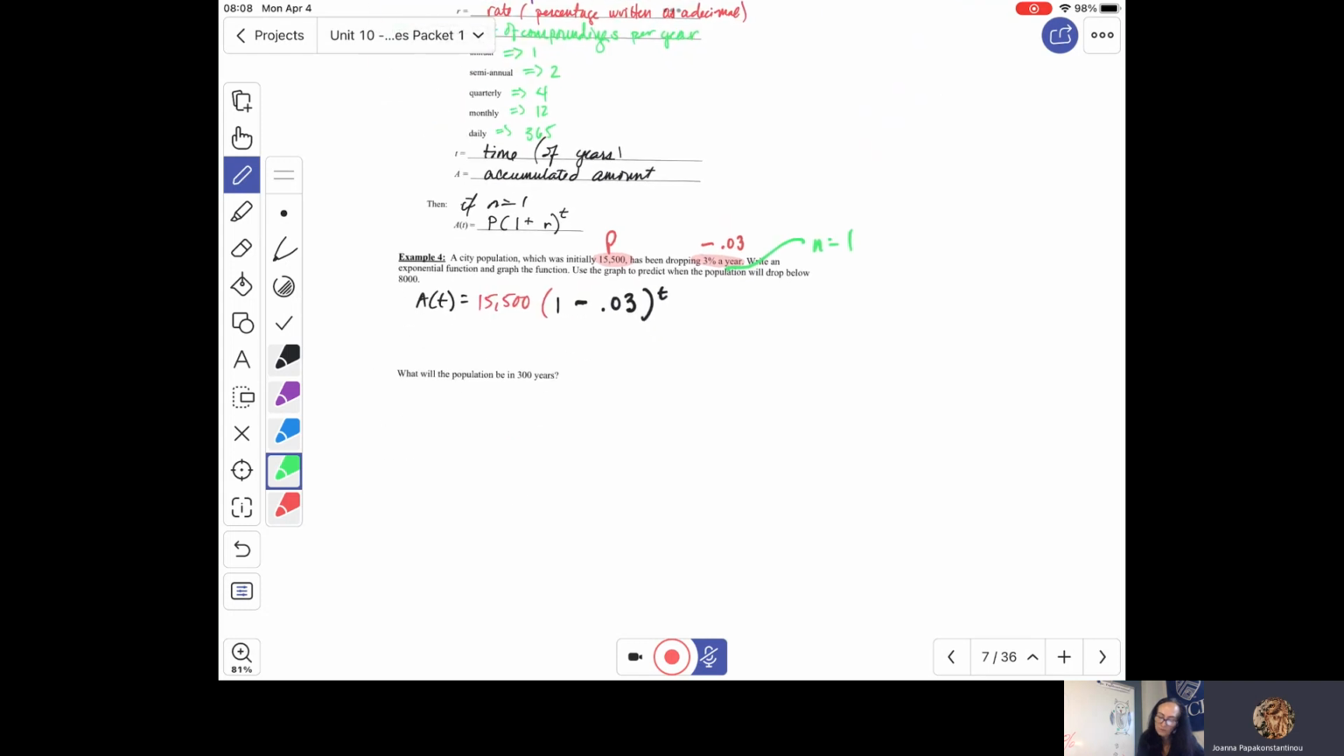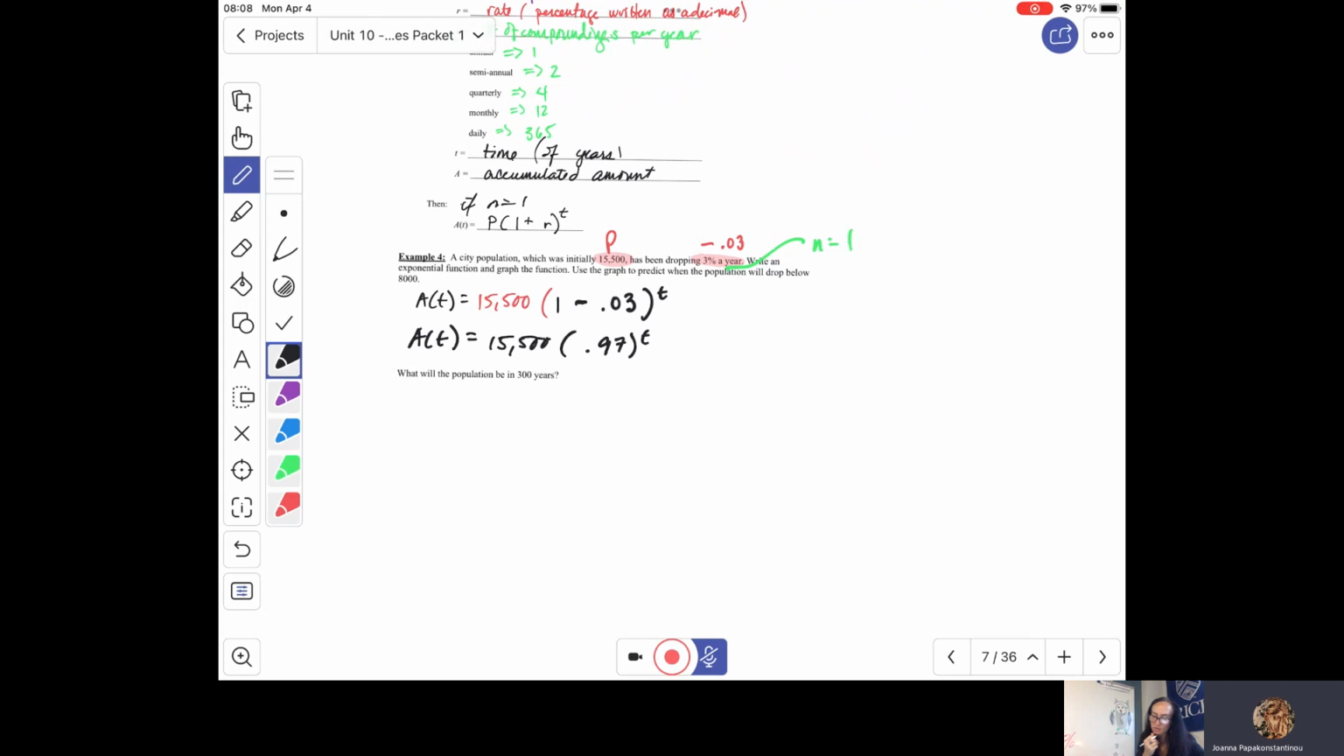Well, I want to simplify what's in that parentheses. So let's go ahead and do that. I still have my initial population. And then if I have 1 minus 0.03, what does that give me? Can we do the subtraction? 0.97. Thank you, Jeffrey.